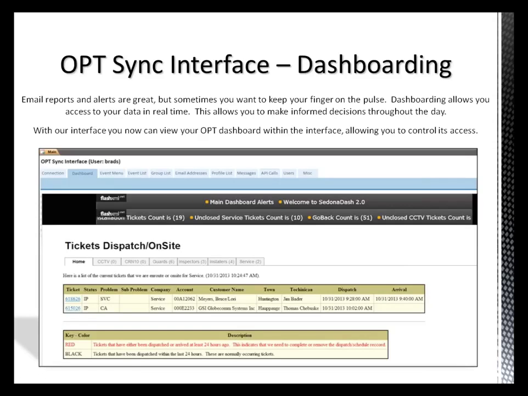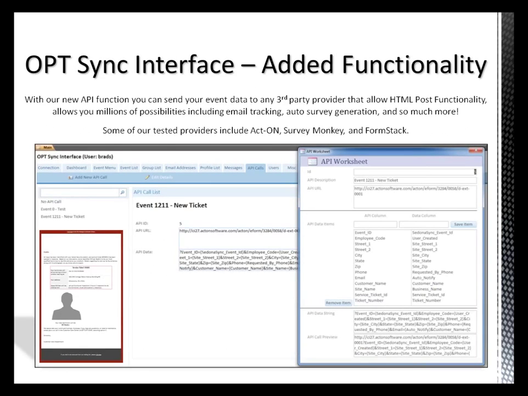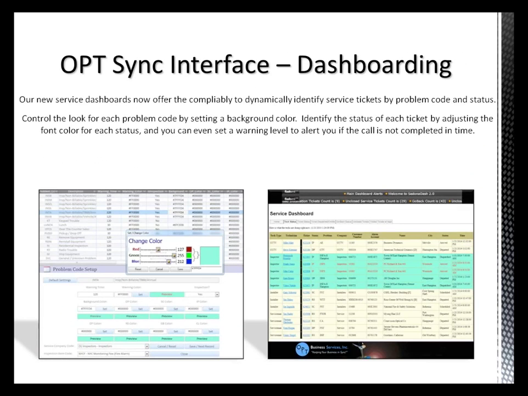As we mentioned before, we have the ability to do dashboarding. We also allow you to access these dashboards directly through the interface, allowing for an extra level of security and convenience. Our dashboarding, as we mentioned, also has the ability to have the customization through the interface. We also offer an added level of customization for our service reports, where we can define by problem code a specific warning level and different color schemes based on the type of problem that's being reported.